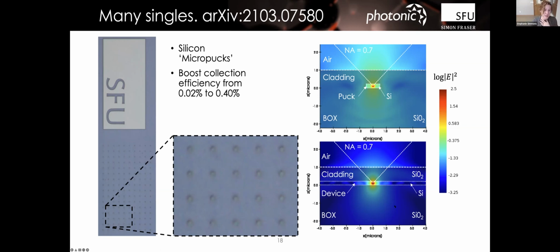So what we had to do was pattern this SOI material into these pucks. We had no intention of having a high Purcell effect. In fact, we wanted exactly a Purcell of 1. We wanted to just take a look at the centers themselves, but we wanted to collect more of the light. So we got a boost in the light coupling from just moving to pucks. So we printed 30,000 of these pucks and went and took a look in a cryogenic confocal microscope and found a whole bunch of them.